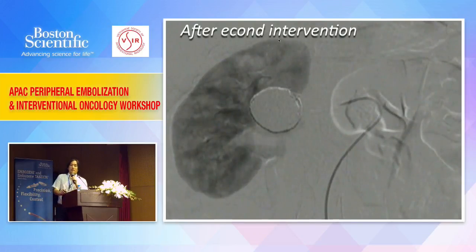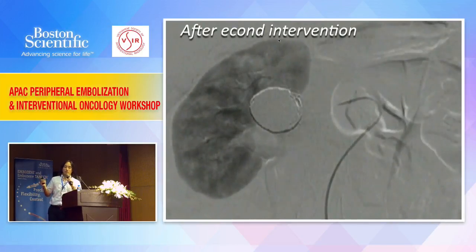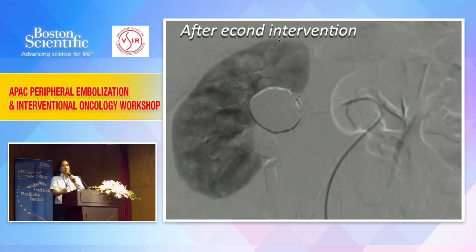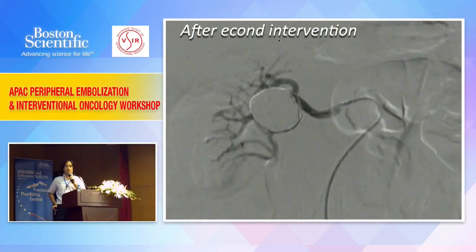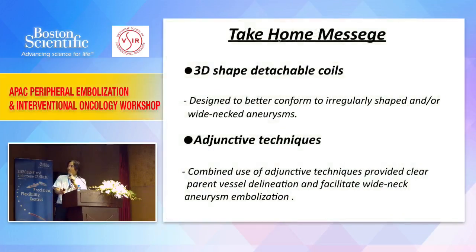So when the aneurysm is getting larger and larger, sometimes coil compaction occurs. So we need a second session. So it's a take-home message. When we treat the aneurysm by sac packing, a 3D shape coil is essential.